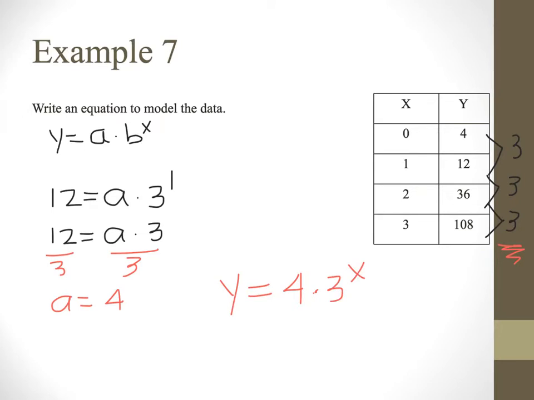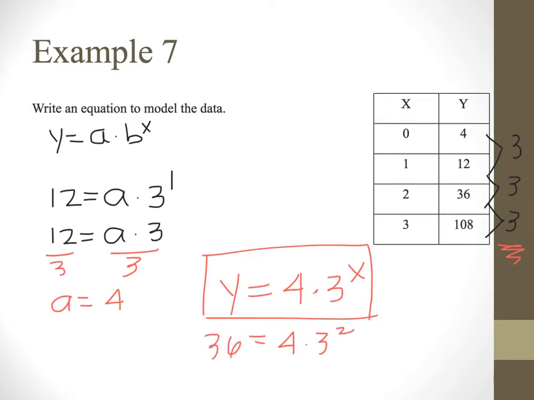Now, if I were you, I would always go back and double check my work. So if we pick another point, let's just pick the point (2, 36). If I plug that 2 in for x, I have 4 times 3 to the second power, and I hope I get 36 if I did this correctly. So 3 squared is going to give me 9. Then I multiply that by 4, which is 36, and that's exactly what I should have gotten.